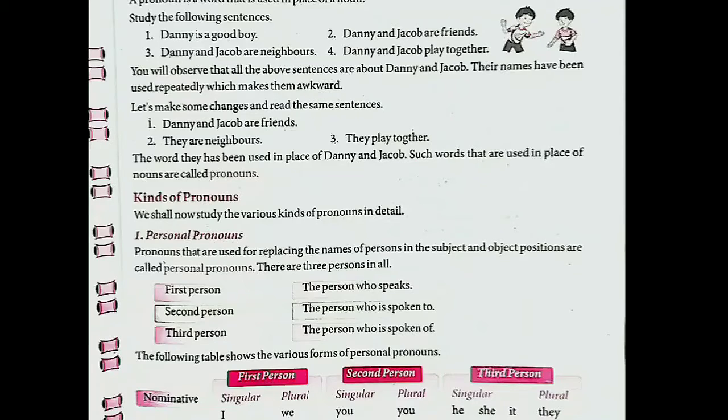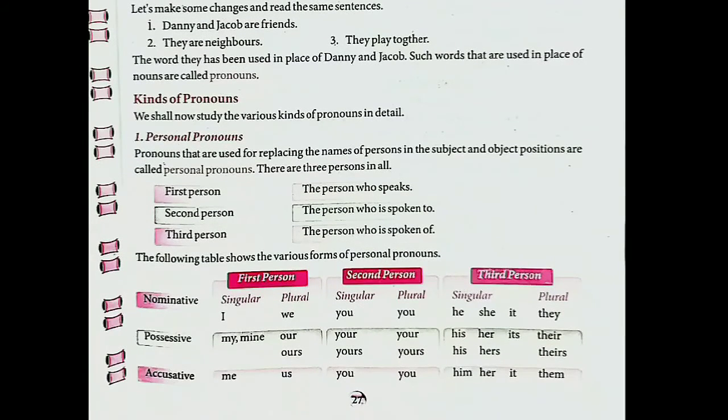The following table shows the various forms of personal pronoun. Nominative, singular I, plural we. Singular you, plural you. He, she, it, plural they. Possessive: my, mine, our, ours, your, yours, his, her, hers, its, their, theirs. Objective: me, us, you, him, her, it, them.